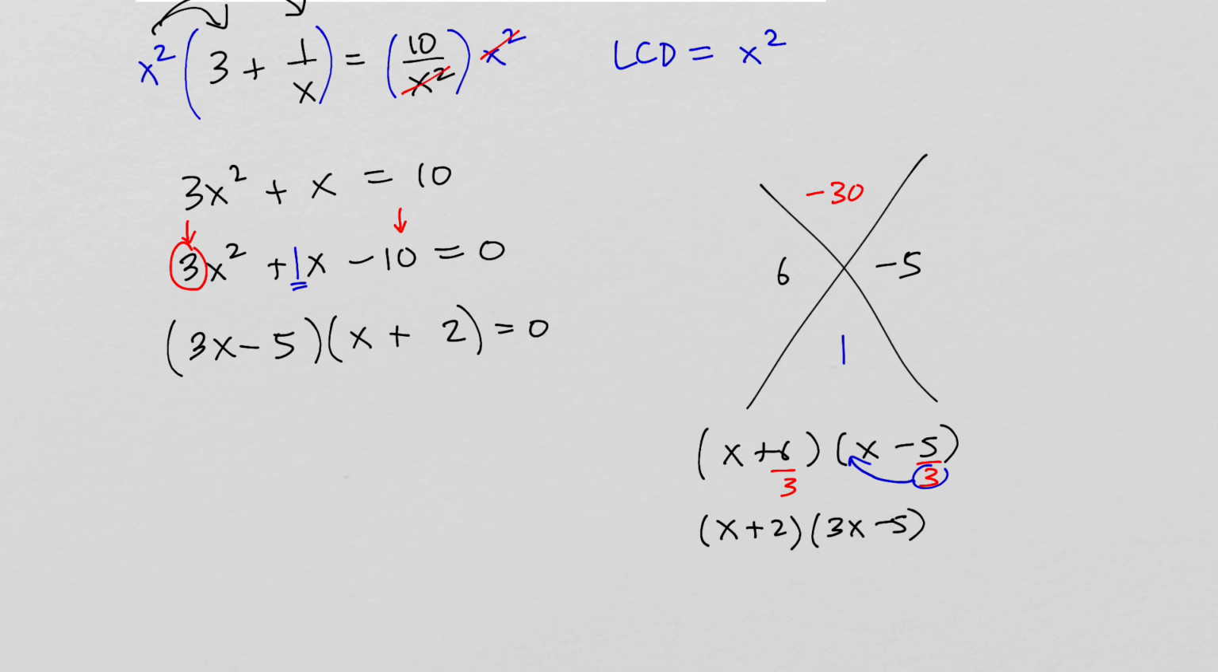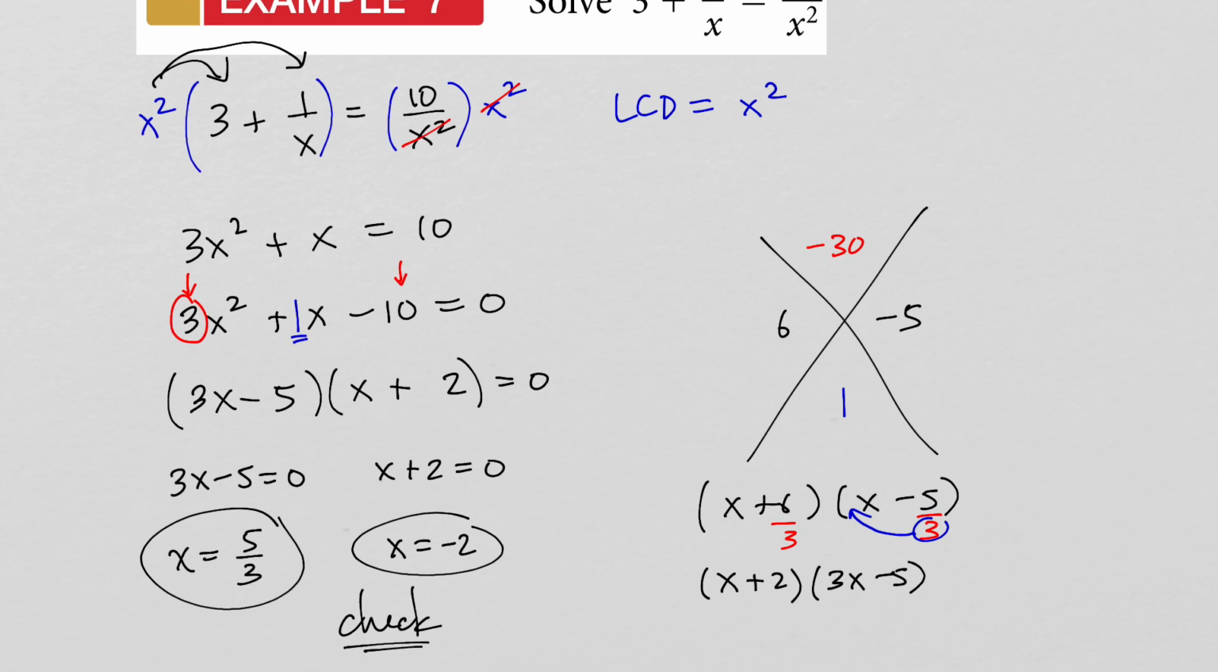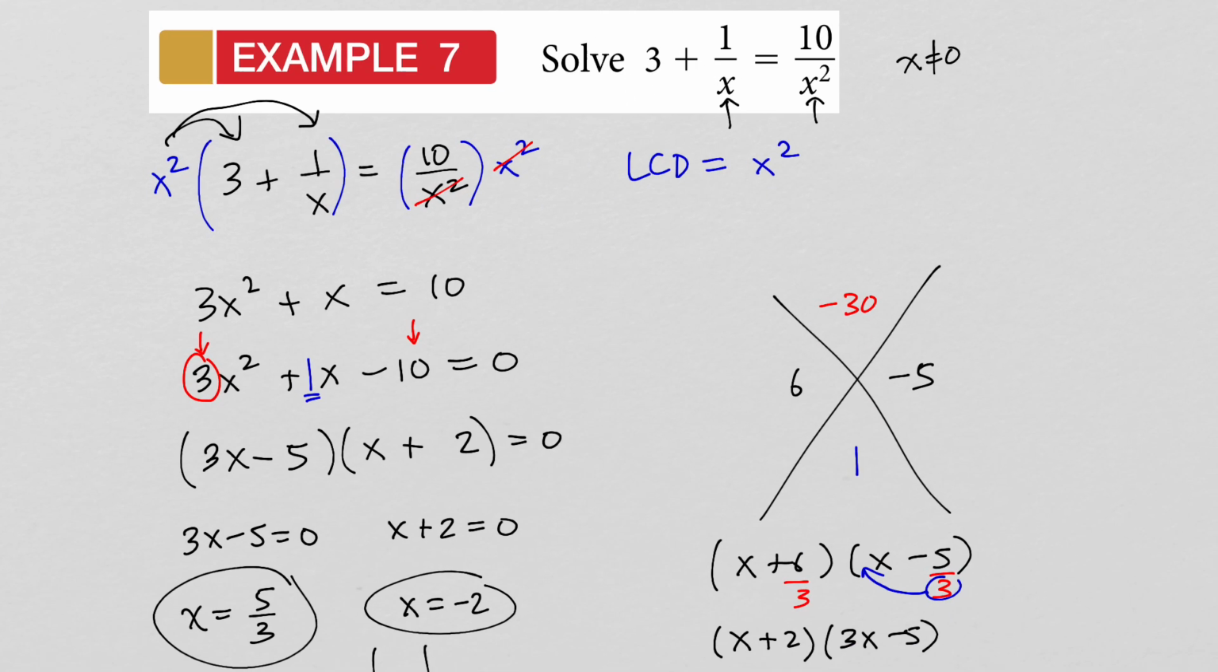So once I get that factored, now I'm just going to set each one of these factors equal to 0. Here we get x equals 5/3, and here we get x equals negative 2. And then just make sure you check to make sure that your answer does not make the denominator 0. And we are good, because the only answer here that would have been bad would be x equals 0, right? X cannot be 0. But again, we didn't get 0, did we? We got these two answers, and so we are good.